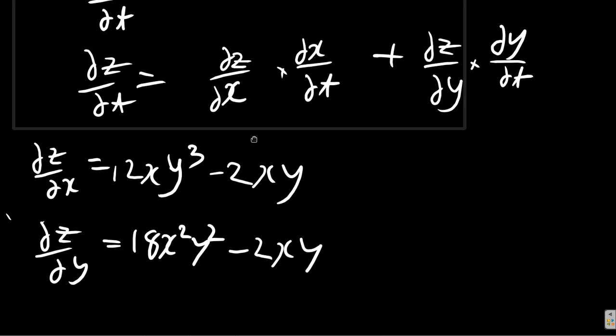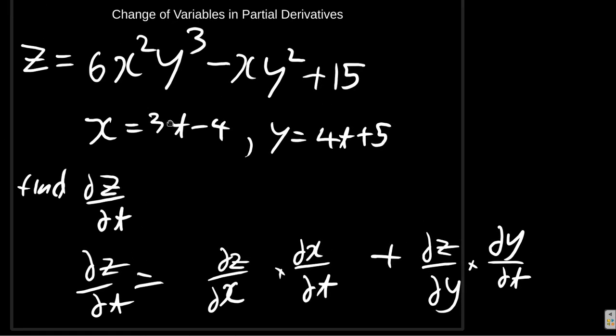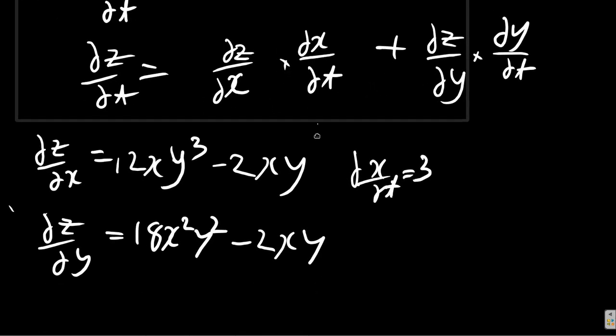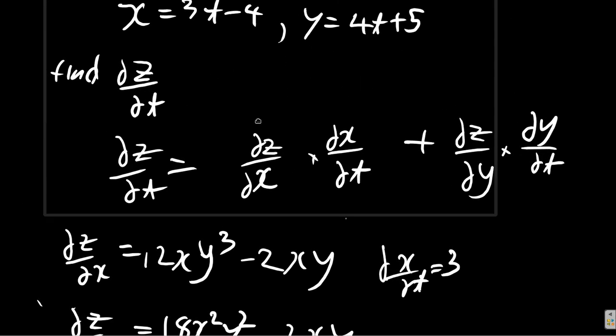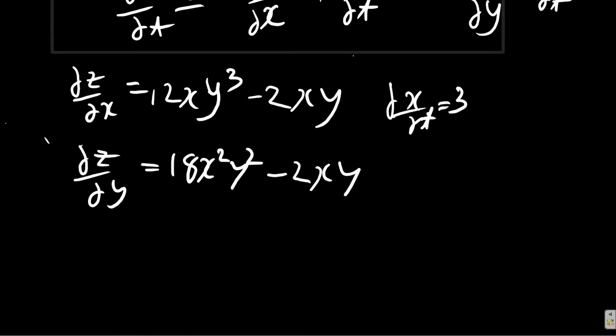We need to find two more things. We need to find delta x by delta t. To differentiate this, x equal 3t minus 4, delta x by delta t is going to be 3. So delta x by delta t is going to be 3. And then after that now, we have delta y by delta t. What you can see here is going to be 4. Alright? So delta y by delta t is equal to 4.